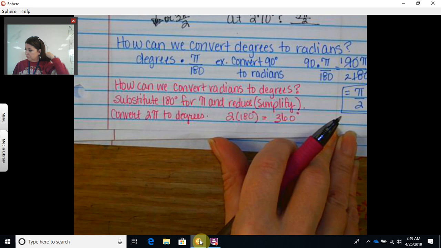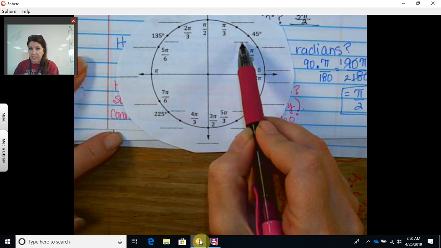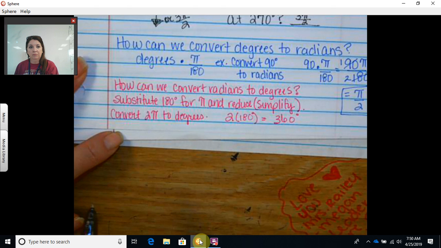Let's just do a little practice there. And then once we have a little practice, I gave everybody this unit circle. We're going to glue it down on our paper, and we're going to complete the unit circle. If they gave us degrees, we're going to figure out what the radian measure is. If they gave us radians, we're going to figure out what the degree measure is. Okay? But we're going to just do a little practice before we do that. Everybody good? Okay.